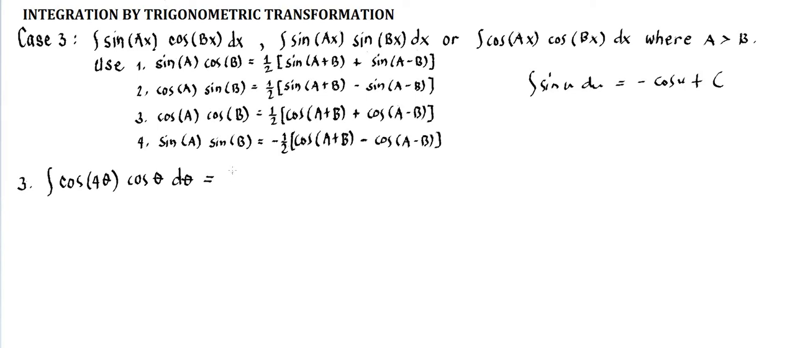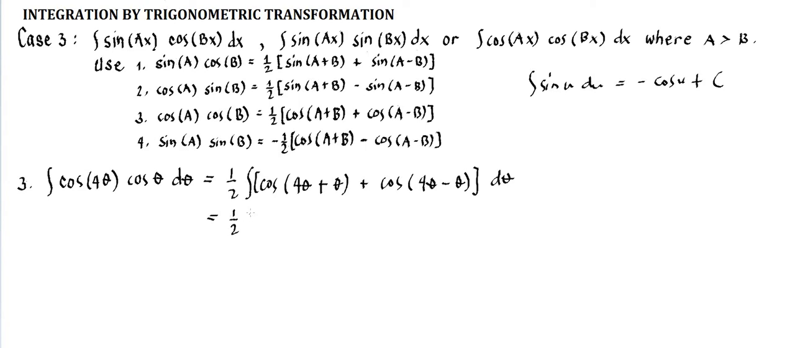So, magkakaroon tayo ng 1/2, no? Integral of cosine of A plus B. So, yung A natin ay 4 theta. Yung B naman natin ay theta. And then plus, no, cosine of A minus B. So, magkakaroon tayo ng 4 theta minus theta. And then times d theta. So, multiply natin yung 1/2 sa loob, no, at paghihiwalay natin yung integration ng bawat term.